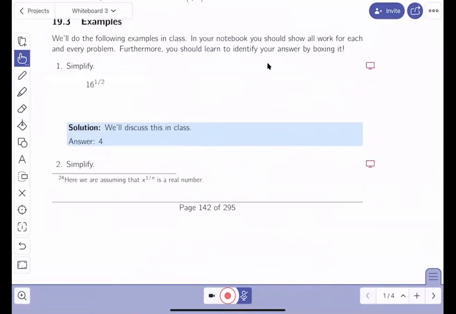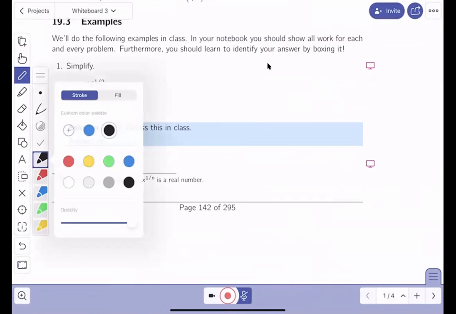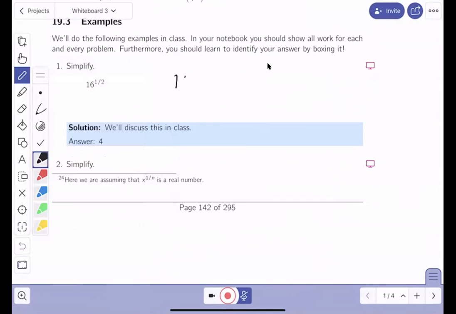Example number 1 says simplify it. And someone says, I wonder what that means. Some people misunderstand this, particularly if they don't understand what an exponent is. An exponent is saying they want one of the 2 equal parts of that number 16. Well, let me write that down for you. So 16 to the 1/2 means they want one of the 2 equal parts of 16.